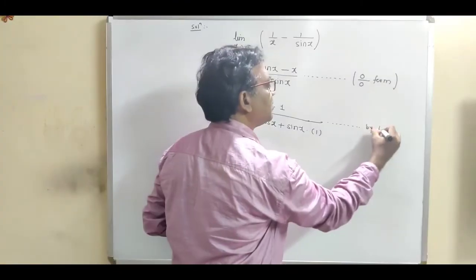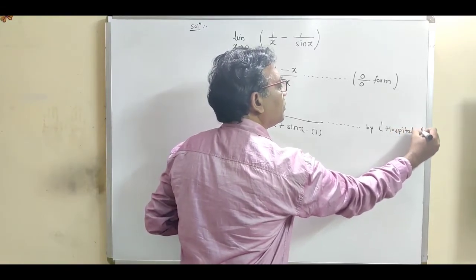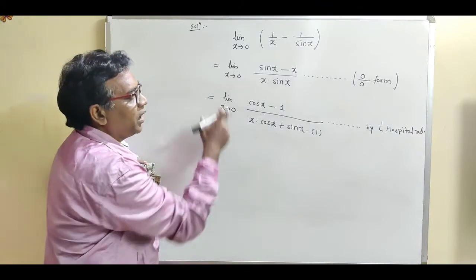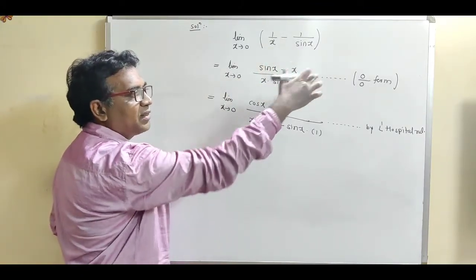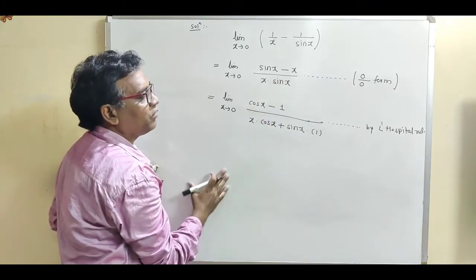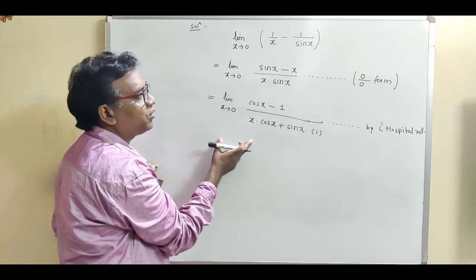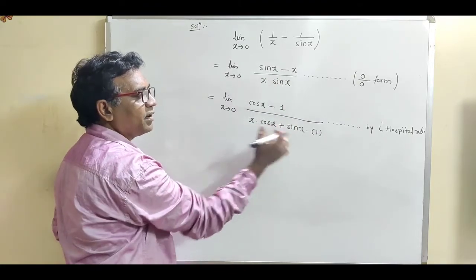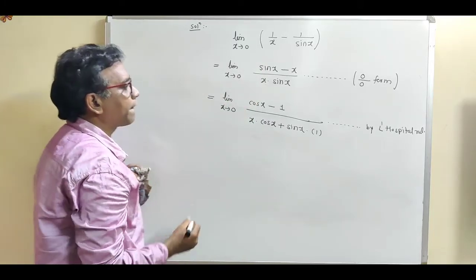So just give the reason by L'Hopital rule. So this is called L'Hopital rule. So what is L'Hopital rule? If the limit form is a division form, and if it is either 0 by 0 or infinity upon infinity, then we can use the L'Hopital rule. And what is the L'Hopital rule? Just take the separate derivative of numerator and take the separate derivative of denominator. Don't apply the u upon v rule.